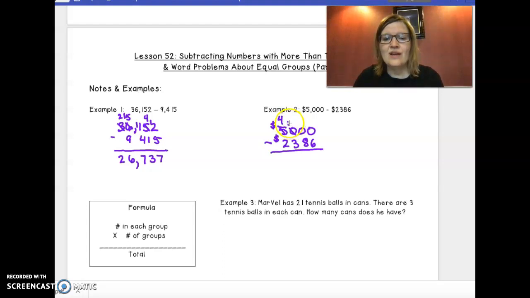And then I take it to 9, and I move 9. And then I move my 10. That's a lot of moving, isn't it? But it'll be really slick. Now, here we go. 10 minus 6 is 4. 9 minus 8 is 1. 9 minus 3 is 6. 4 minus 2 is 2. So $2,614.